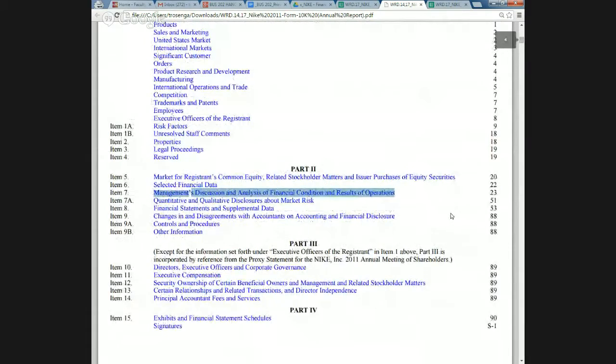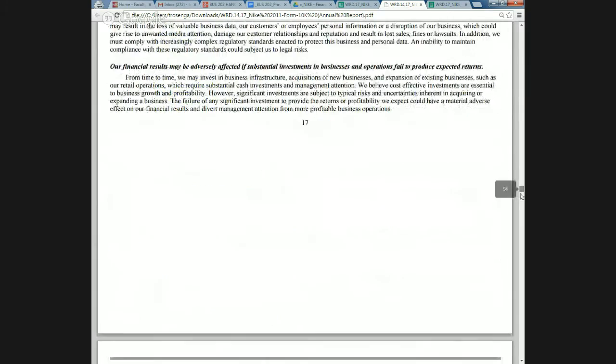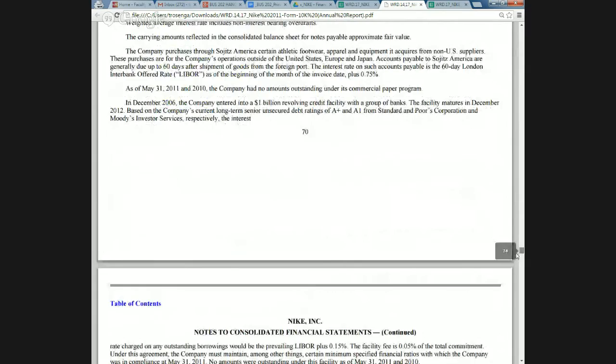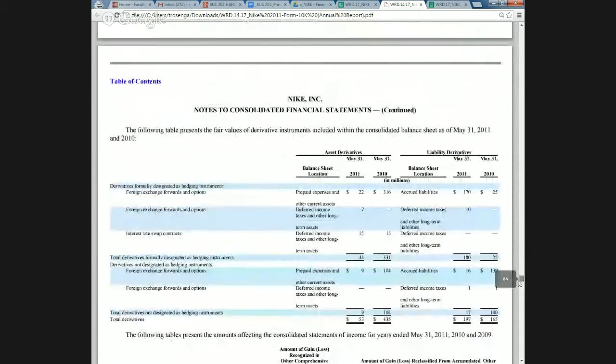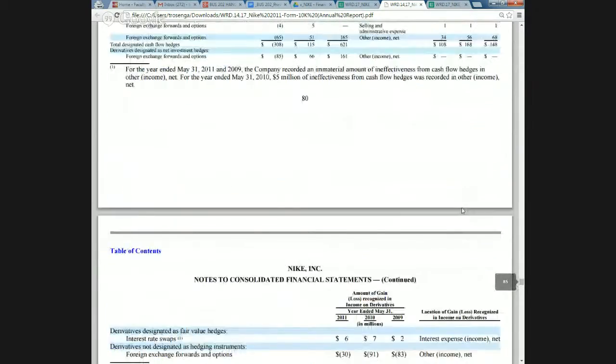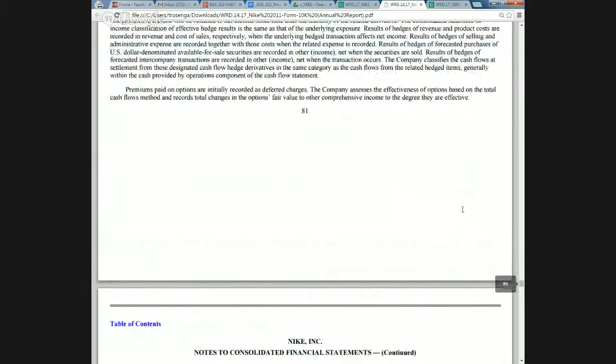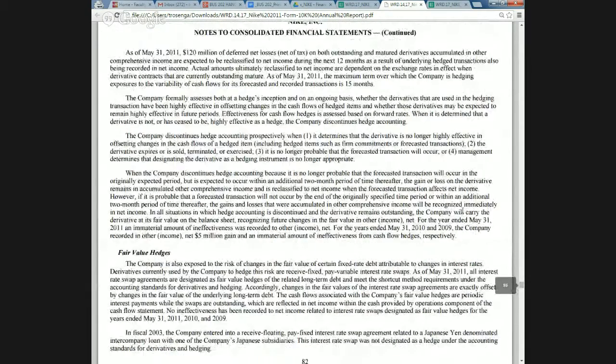The next item that you have on the required list is a report on internal control. And as you can see under item 9A, Nike has that, and that's on page 88. And so let's just jump down to page 88 for Nike's report on internal control.